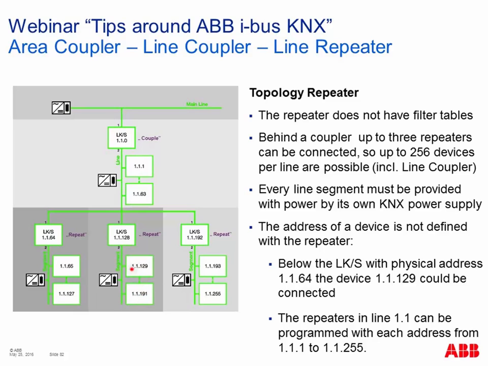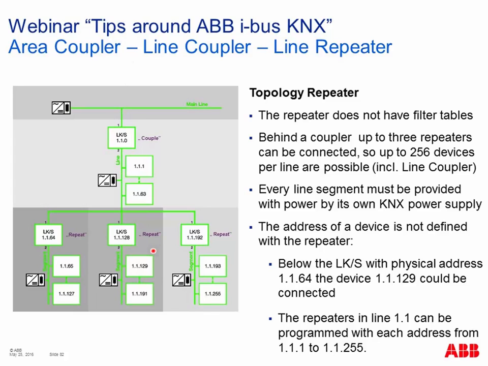It's not necessary to have a clear structure here. You can use all addresses, individual addresses, or mix it like you want. But importantly, all devices must have addresses 11x or something. And the line repeater also makes a galvanic separation. That's why we must have a power supply in this line segment, and of course in this line segment.